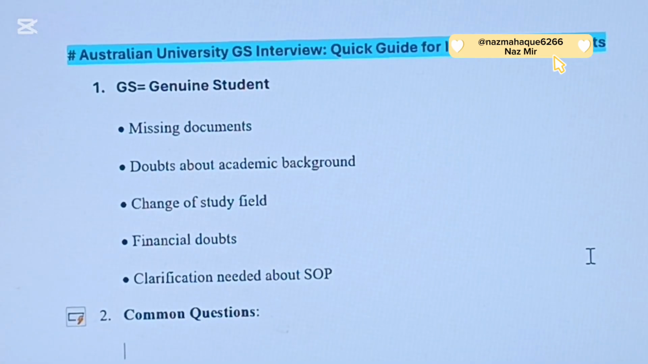So the first thing that we need to know is what is GS. GS stands for Genuine Student Interview. Nowadays, most of the Australian universities are conducting this interview because of multiple reasons, but it is a very easy process. All you need to do is answer the questions that they're asking and be confident. That's it.